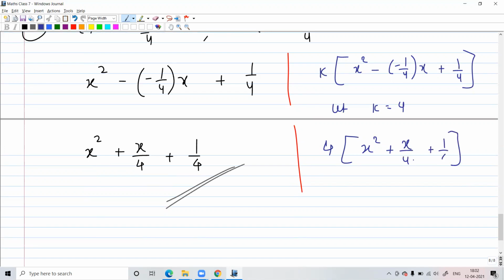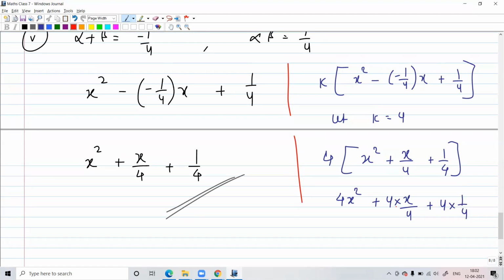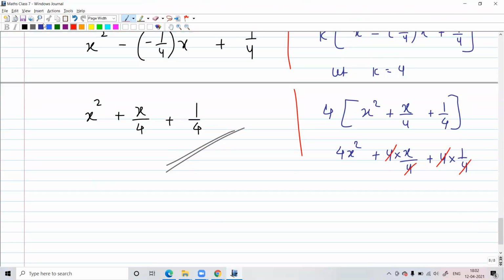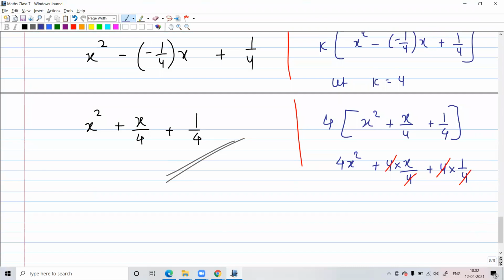Up to this step, it's the same, except you are multiplying by 4. Then multiply 4 to all the 3 terms. Simplify it, just remove the bracket. You know the distributive property. So it will become 4x square. What will be the second term? Who can tell me? 4 into x by 4 plus 4 into 1 by 4. Yes, this 4 and this 4 get cancelled. This 4 and this 4 get cancelled. So what is the final answer here? 4x square plus x plus 1.